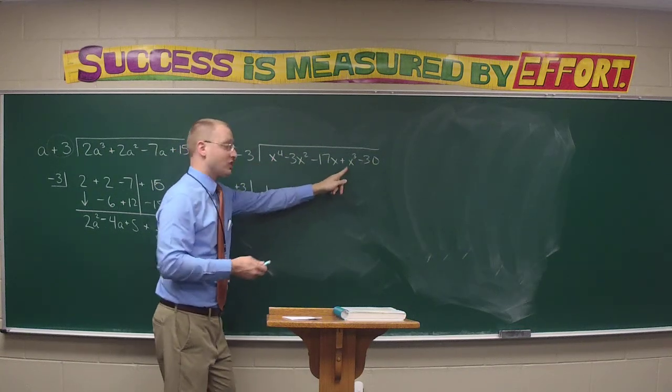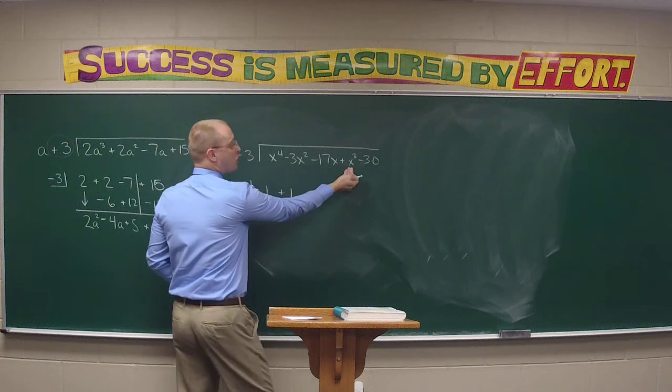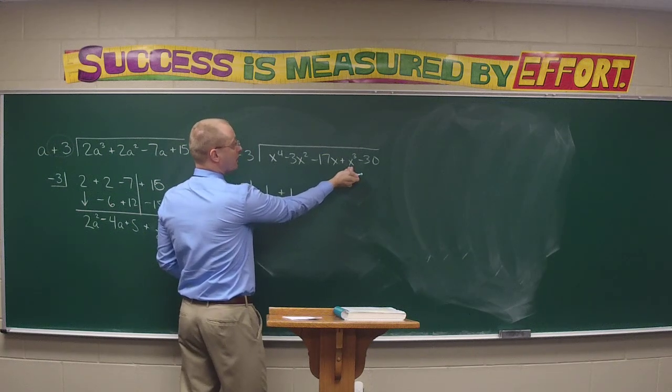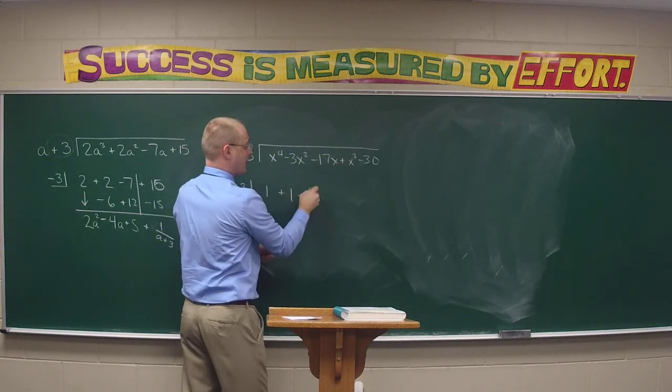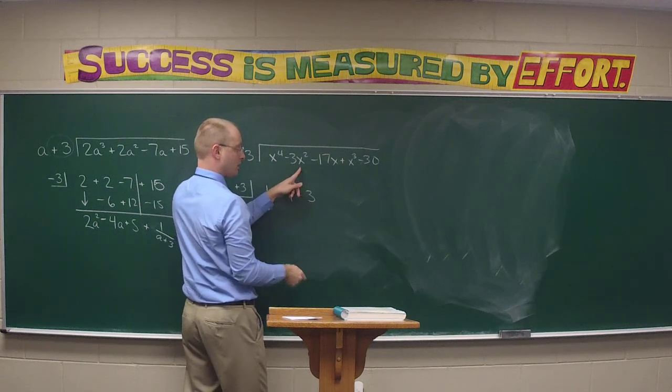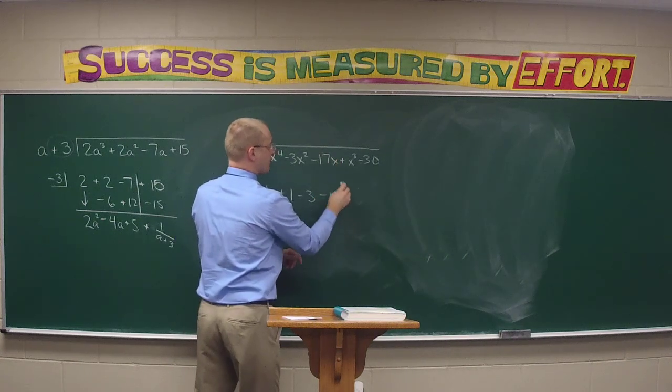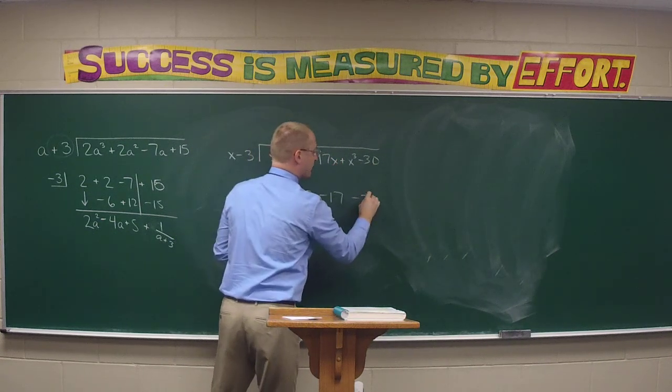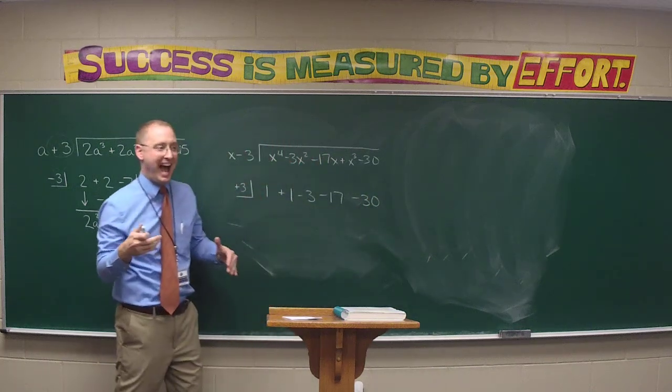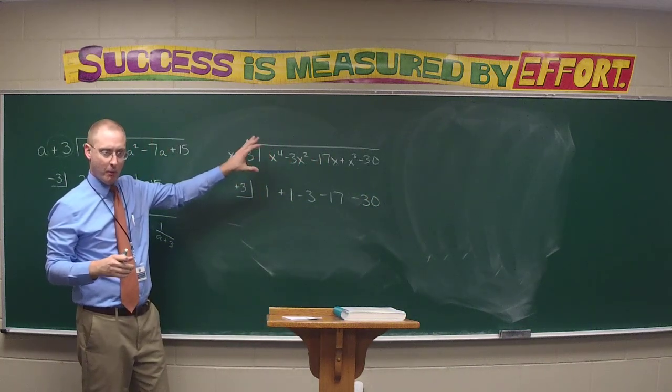Another 1 from the x cubed. Then after the x cubed term, I would go to my -3x squared. So I'm going to write down the -3. Then after that, the -17, and then finally the -30. So you see that we don't necessarily have to even rearrange them. We just think through it.